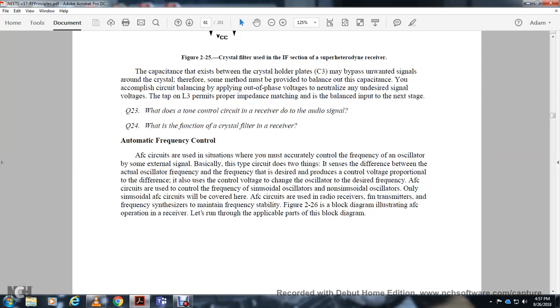The automatic frequency control circuit controls the frequency of synchronous and non-synchronous oscillators; only synchronous automatic frequency control circuits will be covered here. Automatic frequency control circuits are used in radio receivers, frequency modulation transmitters, and frequency synthesizers to maintain frequency stability. The block diagram illustrates AFC, automatic frequency control operation in a receiver. Let's run through the applicable part of the block diagram.